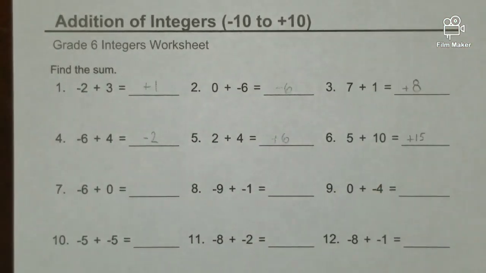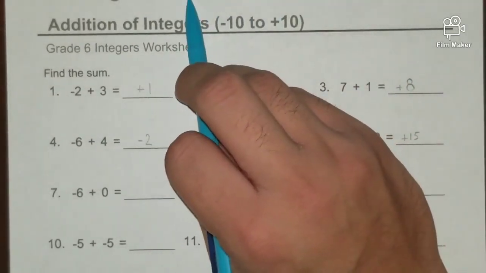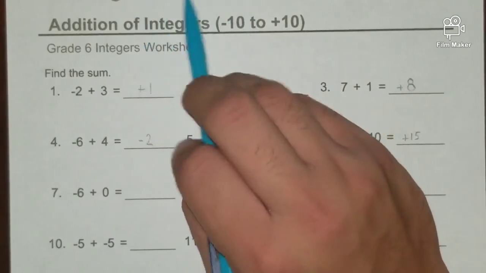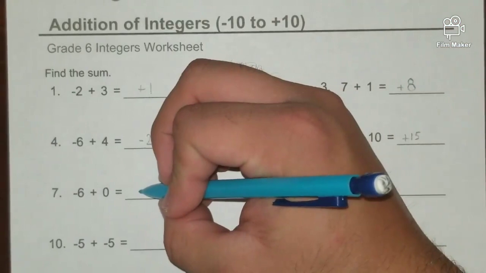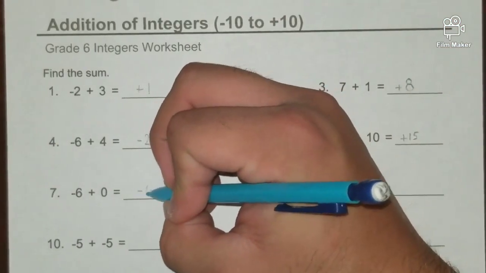All right, for the next one, we have negative 6 plus 0. So we start at negative 6 and we're adding 0. So we're not going to the right or the left, we're staying put and staying on negative 6. So that would be our final answer, negative 6.